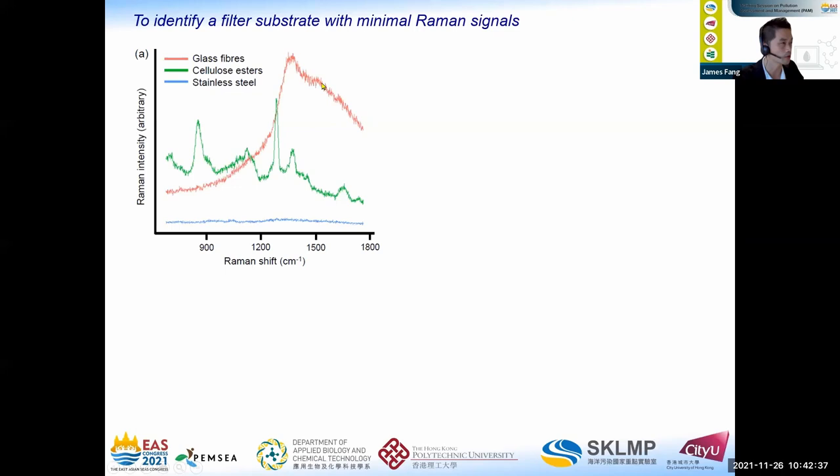which is not good. Cellulose ester contains a lot of carbon, hydrogen, and oxygen, and this composition results in these peaks in its Raman spectrum, which is not ideal either, because a lot of these peaks overlap with the peaks of plastic polymer. Now we look at the stainless steel membrane. It has a low signal level with a flat baseline, which seems to be good.